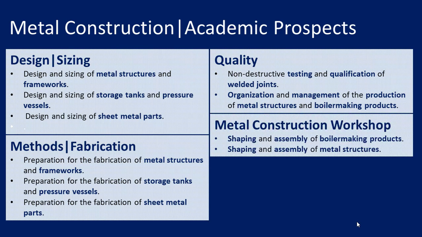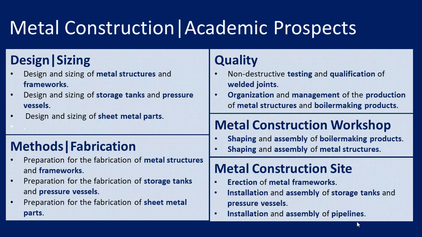The fourth axis is about the metal construction workshop, in terms of the shaping and assembly of boilermaking products and the shaping and assembly of metal, especially steel structures. And the fifth axis is about the metal construction site.